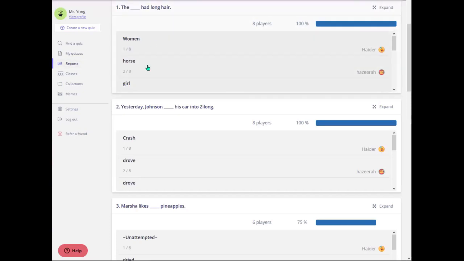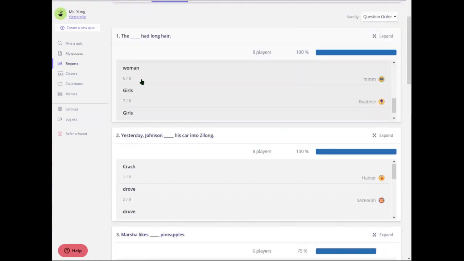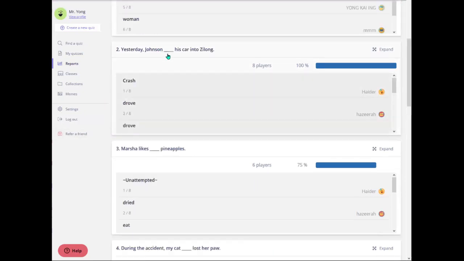Yep, these are all nouns. So we have girls, girl, horse, women, woman, girls, girl. And so these are all things, and the nouns identify them. Yesterday, Johnson blanked his car into Zilong. So these are all actions. So these are all verbs. And verbs can take on past tense, present tense, and future tense. But that is not part of speech.